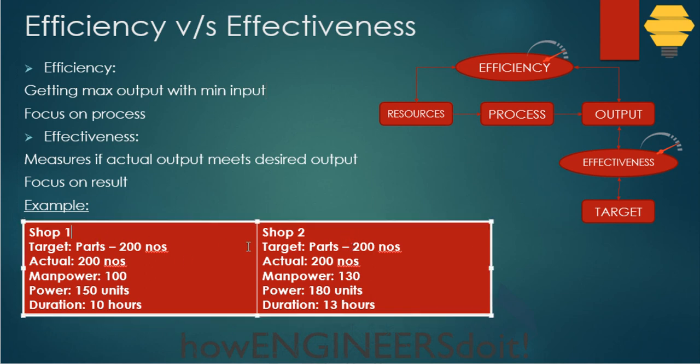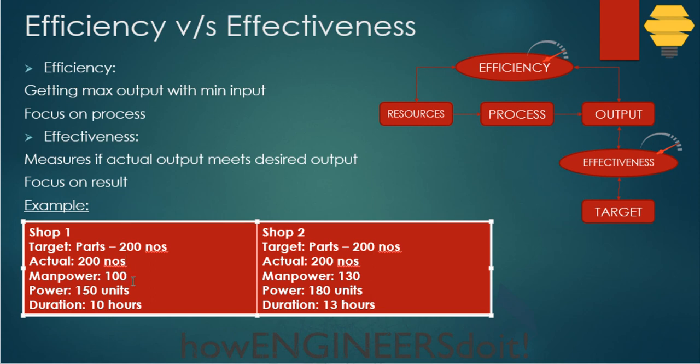So let's say we have shop 1 and shop 2. In shop 1 we have a target of 200 parts which have to be completed per day, and in shop 2 we also have a target of 200. Both have the same targets, and we are going to measure who is more effective and who is more efficient. Now they have completed 200 numbers. Both of them have completed that, so since the actual output meets the desired output, we would say that both shops are effective.